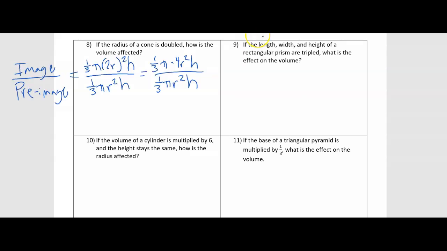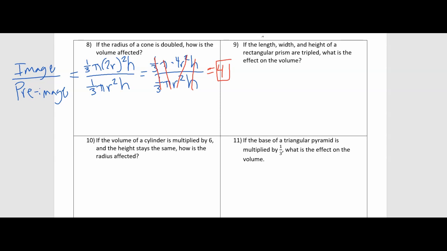Now it's pretty easy to just simplify, and we're left with 4. So if just the radius is doubled, then the new cone will have a volume that's 4 times as great as the original volume. The ratio of the image's volume to the pre-image volume is 4, so we're scaling that volume up by 4.